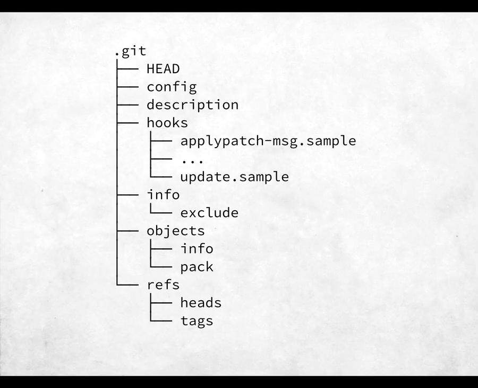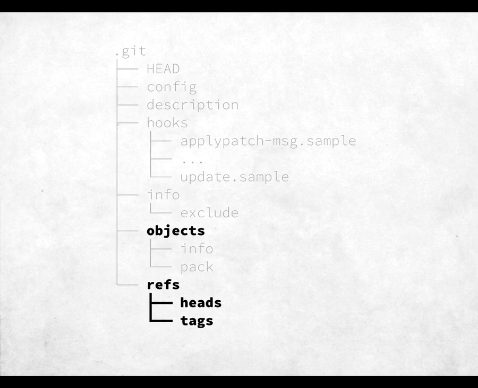So how does it store it? This is the structure of a brand new Git repository. So when you do Git init, this is what gets created. The bits we're interested in really is the objects directory and the refs directory.